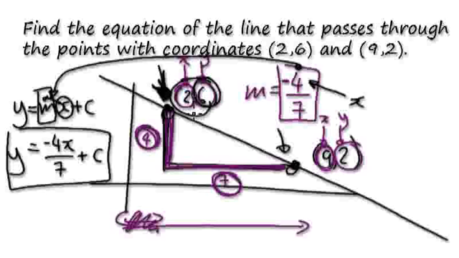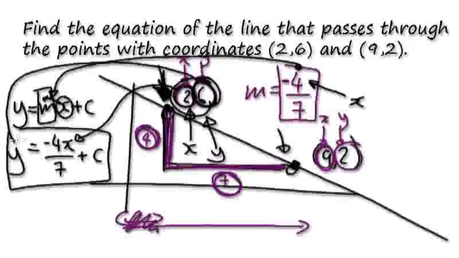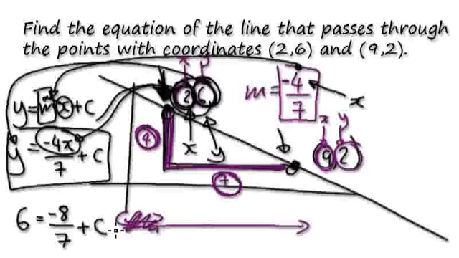Remember that this is your x and this is your y. So now we've got to put this into the x and the 6 goes into the y. So it will look like this: 6 equals, now 4 times, remember we are putting the 2 into the x, so it's minus 4 times 2, that would be minus 8 over 7 plus c.